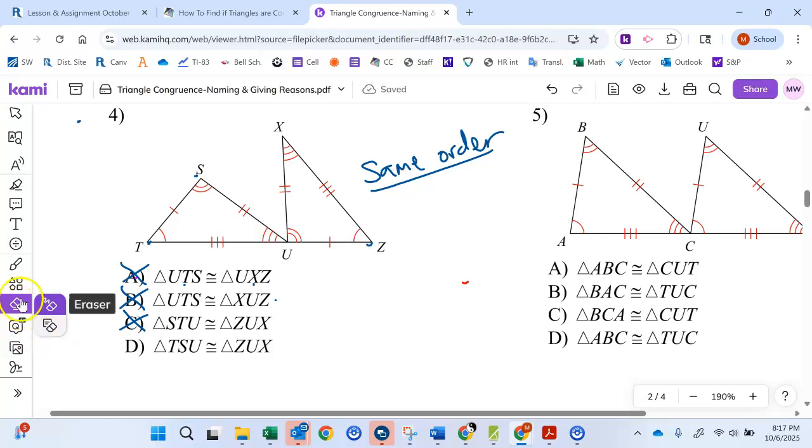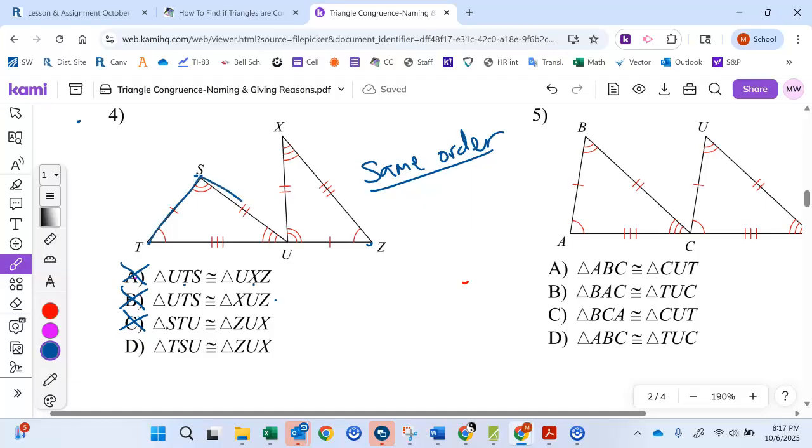This says TSU, so that would be 2, right, that angle. Is that the same as ZUX? ZUX, that's this, that's got 2. So those are the same. So that's why it's the correct one. Whatever the angle is, it has got to be the same. So those two are the same, the way they name them. Now what you'll notice is the S is in the middle, and the U is in the middle, okay? So that's the way to look at those.